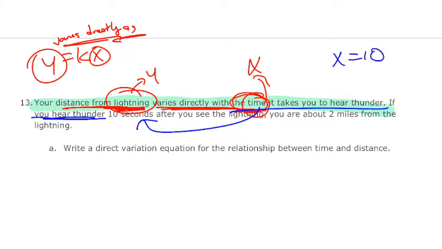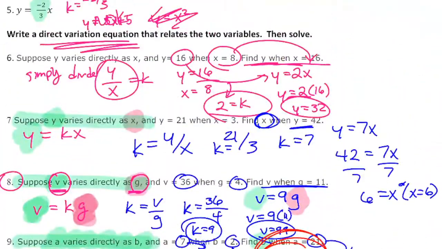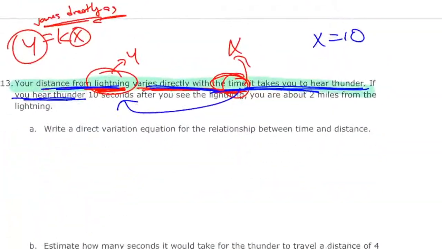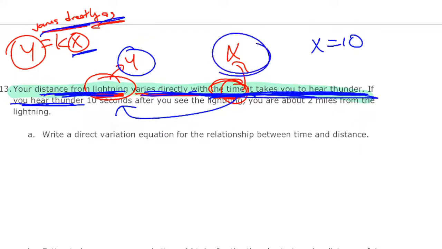X equals 10. Okay? Because we said your distance from lightning varies directly with the time it takes you to hear thunder. And remember, when you see that wording, it's the same thing. Y varies directly as x. Therefore, distance from lightning varies directly with time to hear thunder. Y varies directly as x. The time it takes you to hear thunder must be x. And they just told us that. 10 seconds. If that was too much, rewind it and look it over.